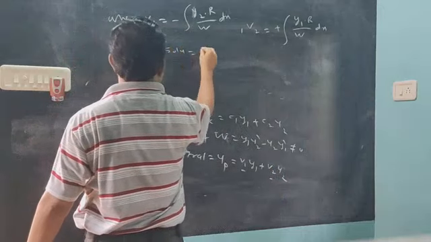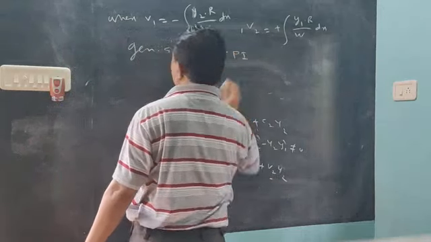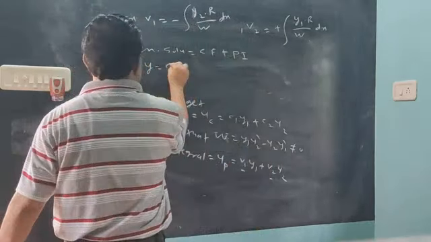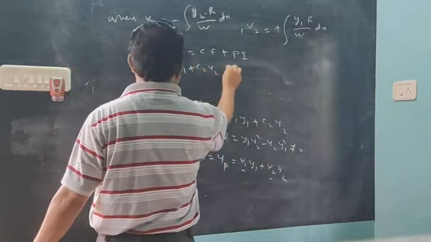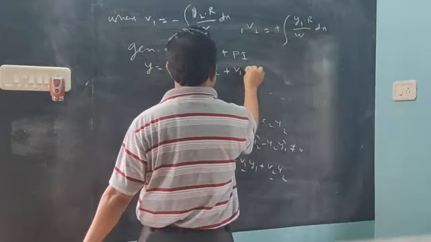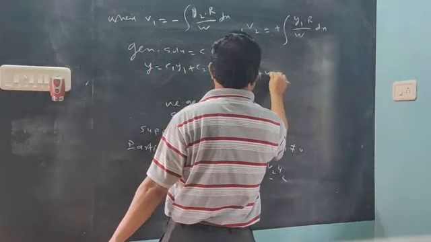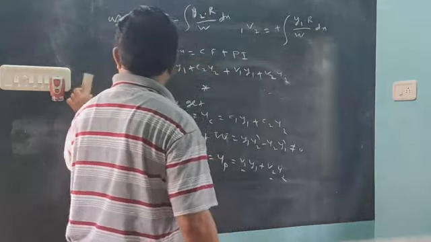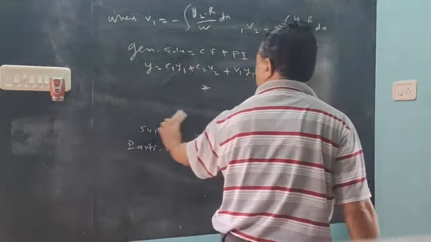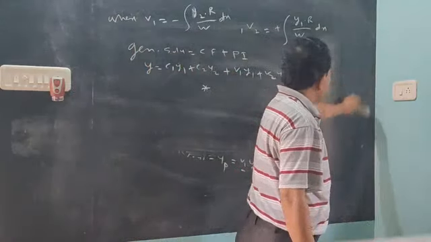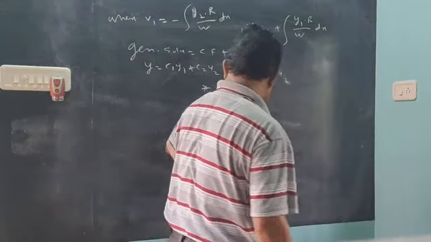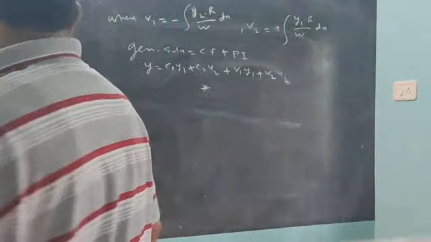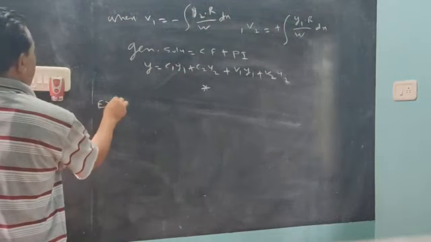Then the solution will be the complementary function plus the particular integral. C1 y1 plus C2 y2 is the complementary function. The particular solution is V1 y1 plus V2 y2, and we can find it by this formula. So this is the simple theory; the long part will be in the questions. Six more questions are mentioned, so now examples on variation of parameters.